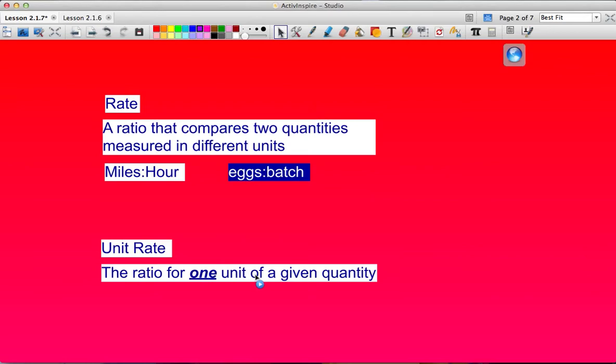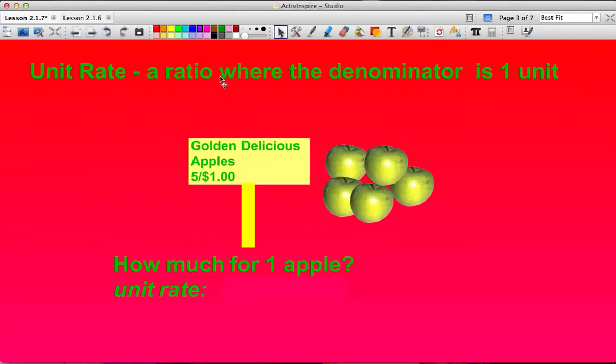And a unit rate is the ratio for one unit of a given quantity. So when you're going 40 miles per 1 hour, that's your unit rate. I like to remember by thinking of the word unit starting with U, and the word uno, which is Spanish for one, starts with U. So that helps me remember that I need to get my denominator down to 1. All right, so a unit rate is a ratio where the denominator is 1 unit.